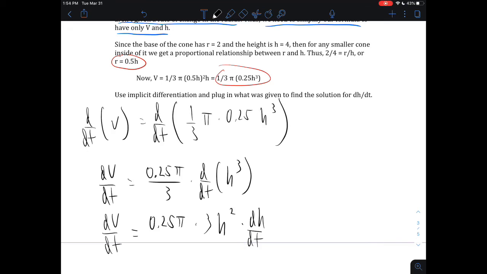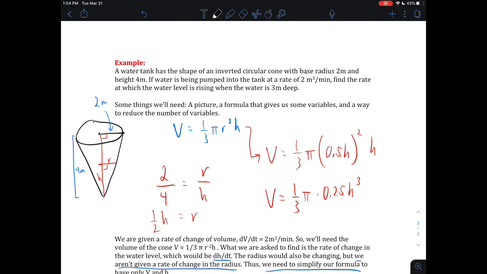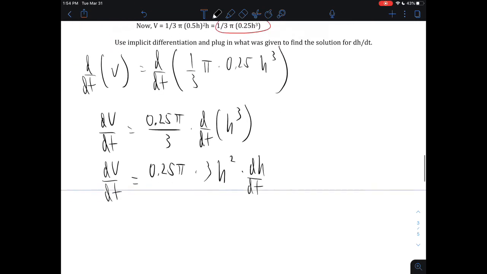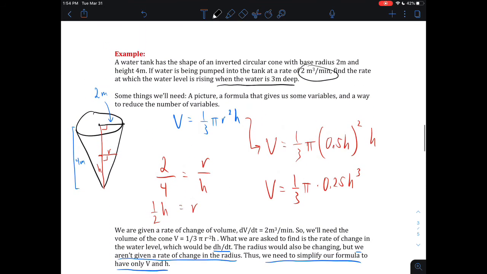And now if I'm looking for dh/dt, let's just plug in everything that we know. We know that the derivative of the volume with respect to t was given earlier as 2 meters cubed per minute. And then we also wanted to find dh/dt when the water is 3 meters deep. So when h is equal to 3. So we'll plug in dV/dt equal to 2 cubic meters per minute, and h equal to 3.